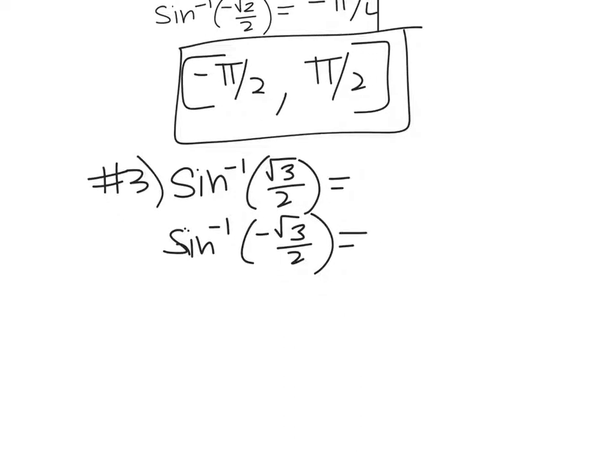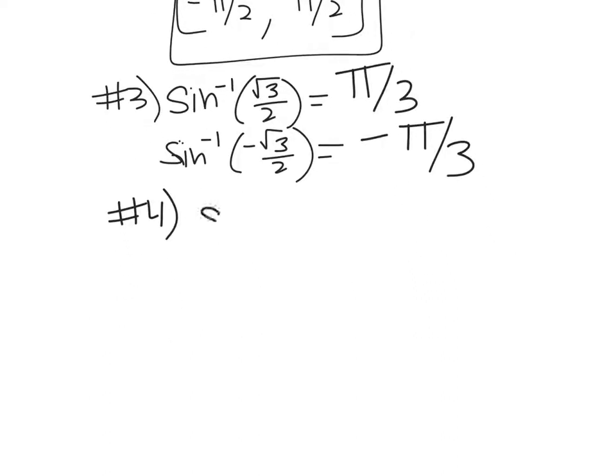So what angle gives me a value on my unit circle of rad 3 over 2 for sine? Pi over 3. Perfect. Pi over 3. And what's this one? Negative pi over 3. And you're asking yourself, is it always going to be opposite? It is. Yep, it is. Okay, let's do one more of these.